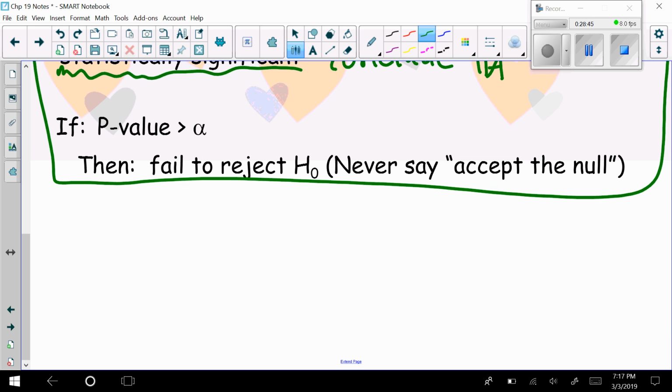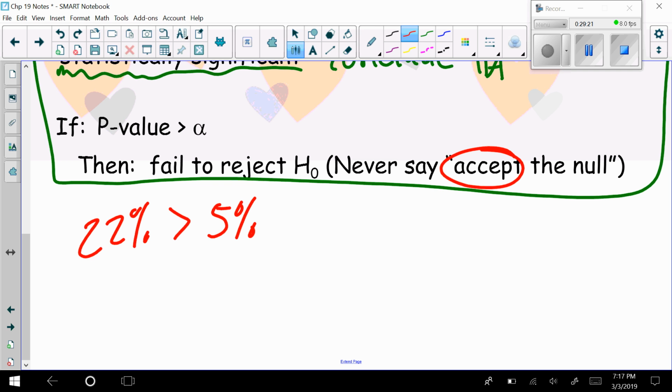Now, on the flip side of that, if my p-value is greater than alpha, which is what we just had on example 3, right? On example 3, I think I had 22%, and I said the usual alpha value was 5%. Here, we fail to reject H0. It's not that we accept it. It's just that we failed to reject it. We couldn't disprove it, which means we still have to be okay with assuming that it's true, but we're not saying it's a fact. There is a huge difference here, okay? You cannot just blindly accept the null. You just fail to reject it.